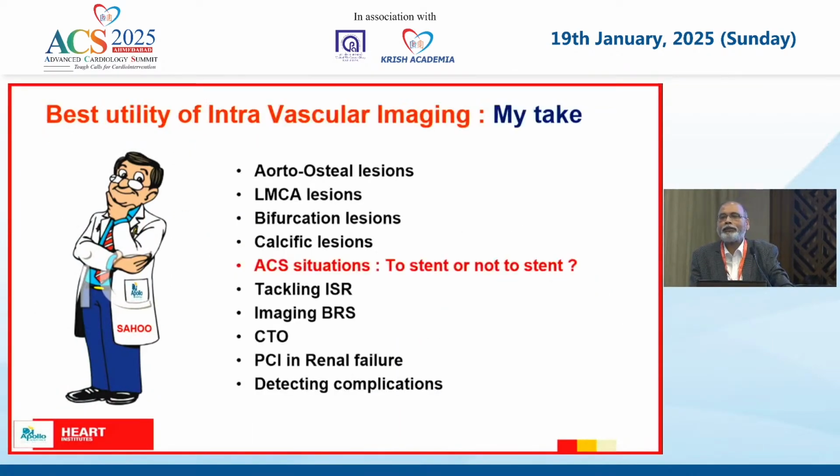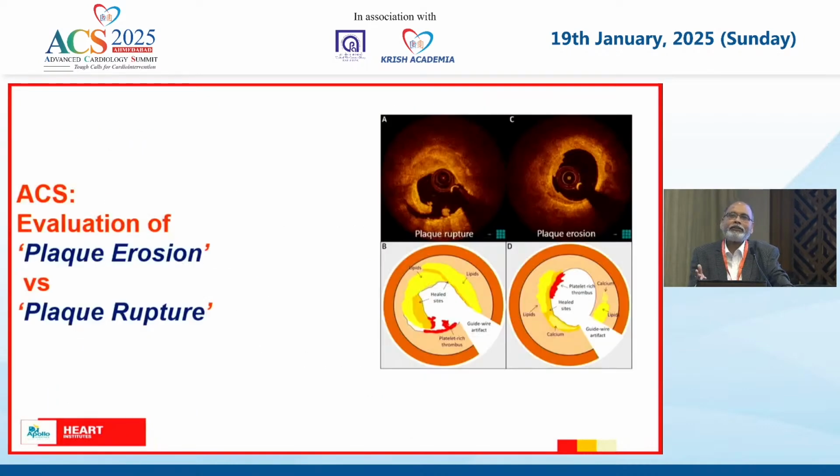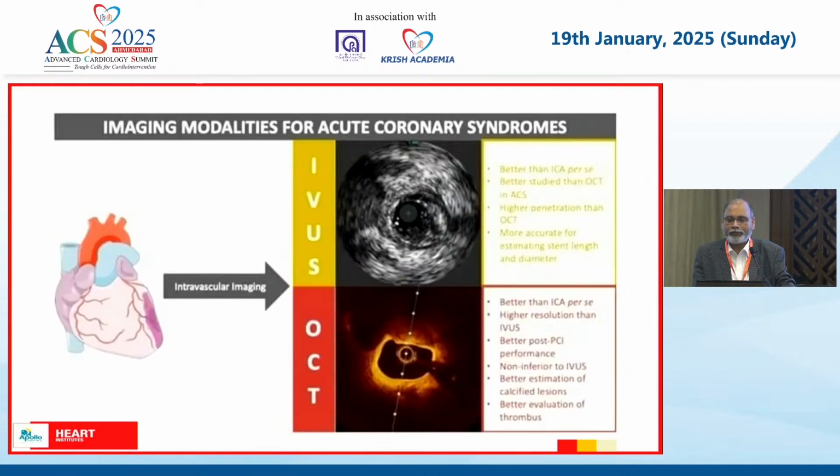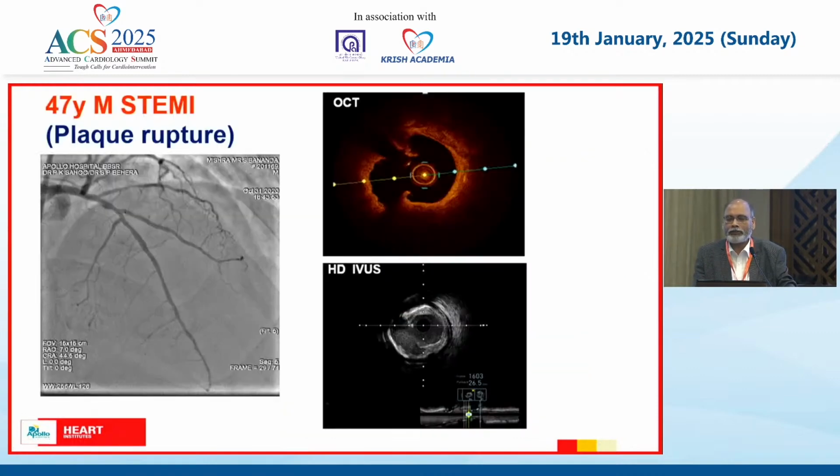Then let's just come to ACS lesions. In ACS lesions, we know that we have to do an OCT because we want to know whether it's a plaque erosion or a plaque rupture. If it's a plaque rupture, it's a stent. If it's erosion, it's all your pharmacotherapy. Now, imaging modalities have improved so far as IVUS or OCT is considered in acute coronary syndromes.